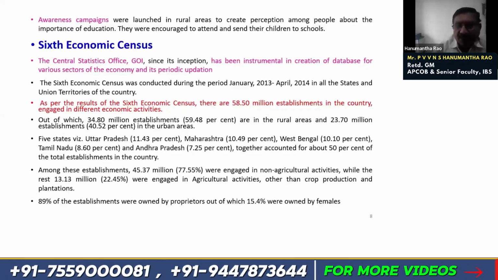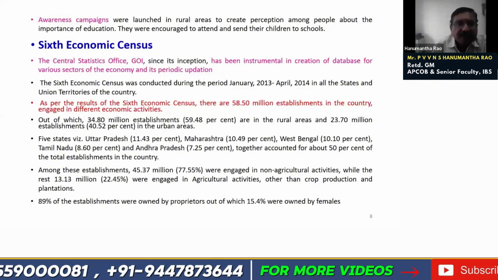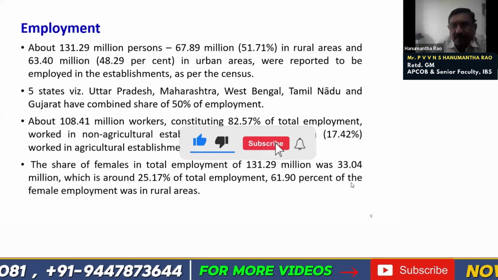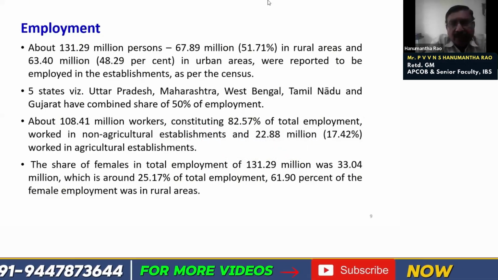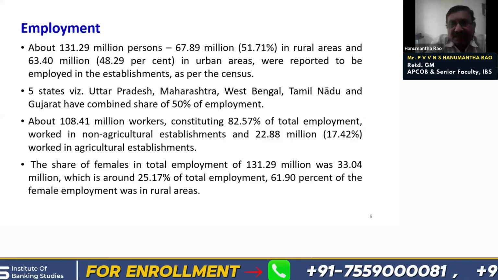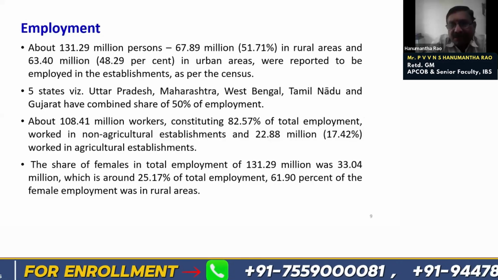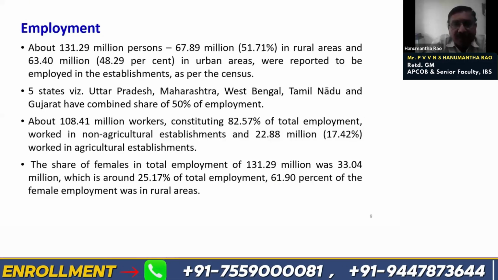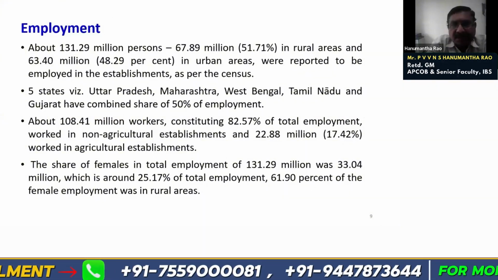Okay, friends, this point is also very important. This male and female rates, very important. Next one is employment. About 131.29 million persons, 67.89 million, 51.7% in rural areas and 63.40 million in urban areas were reported to be employed in establishments as per the census.